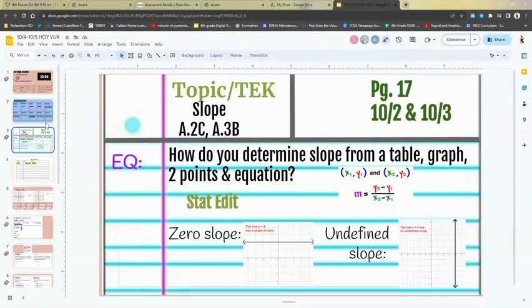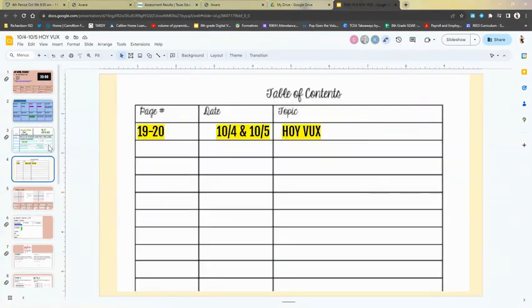Okay, so this is the essential question from last time. This is the answer. I'm not going to dwell on this too much. I'll post the slides and the video, so if you need to pause and record it, that's all up to you. Table of contents are here below. 1920, 10.4, and 10.5. Topic is Hoy Bucks.